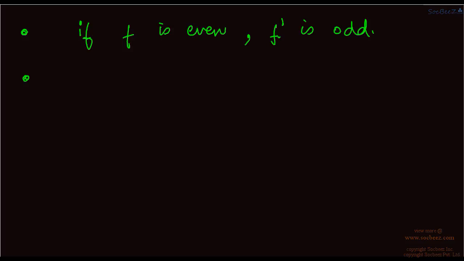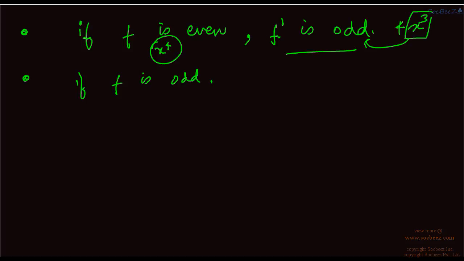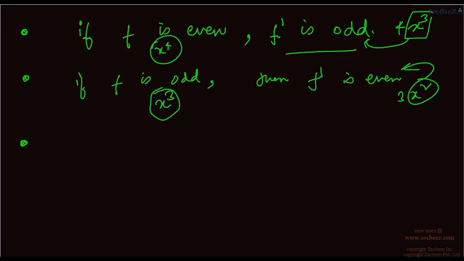So if f is even, f dash is odd. Example, x cube is odd, so let's say it is x to the power 4. f is x to the power 4. Then the f dash will be 4x cube, but the constant doesn't matter. So this is the first one. Then if f is odd, then f dash is even. Again, you can take this as x cube, then this will be 3x square. This is an even function.